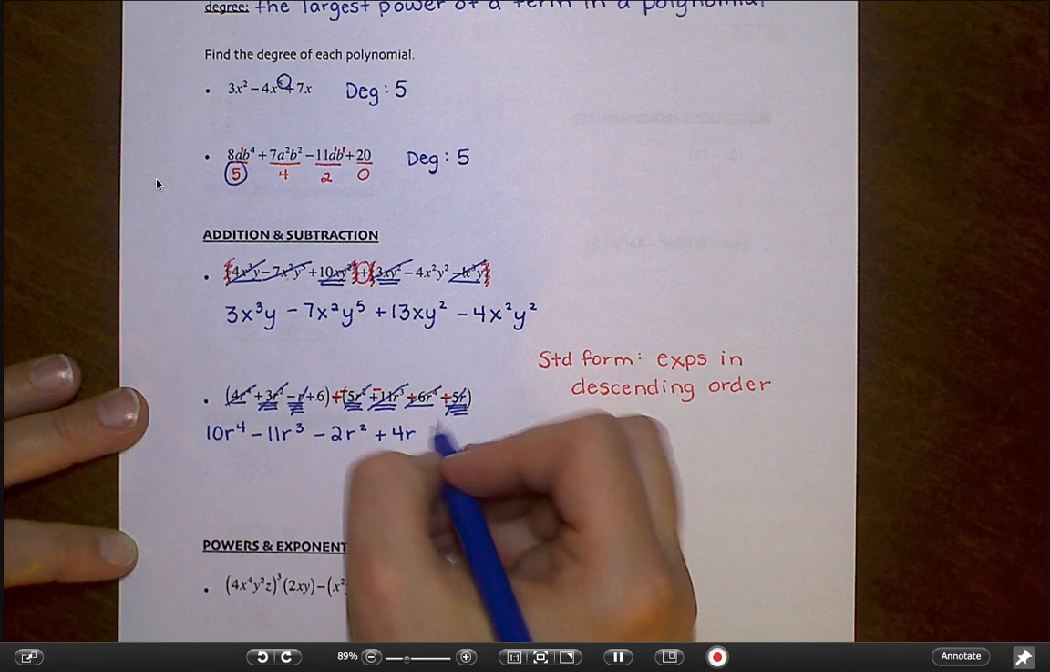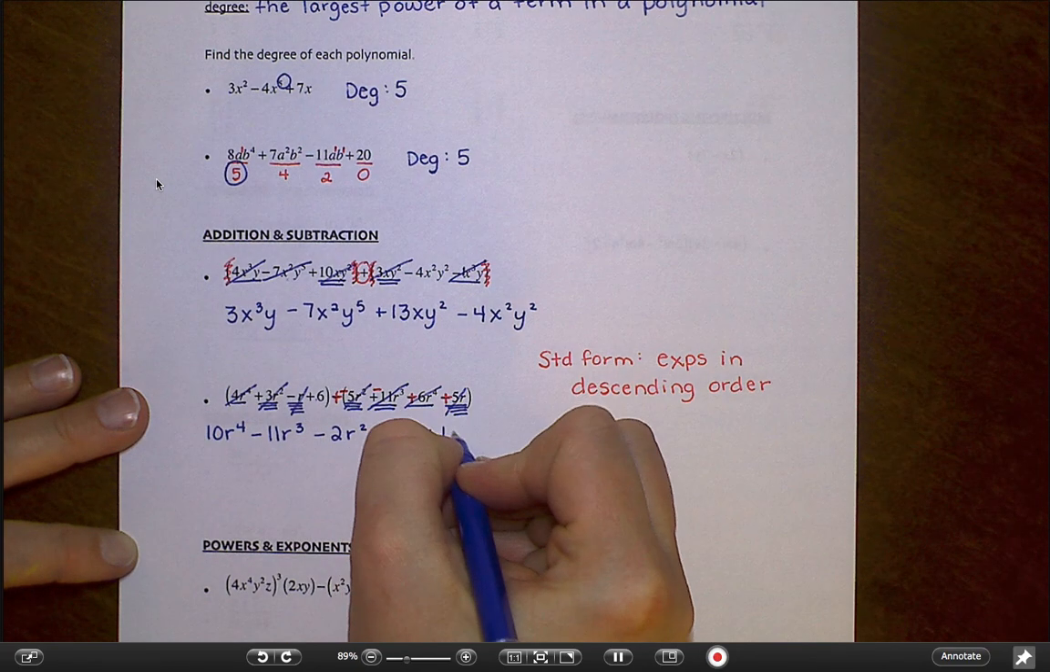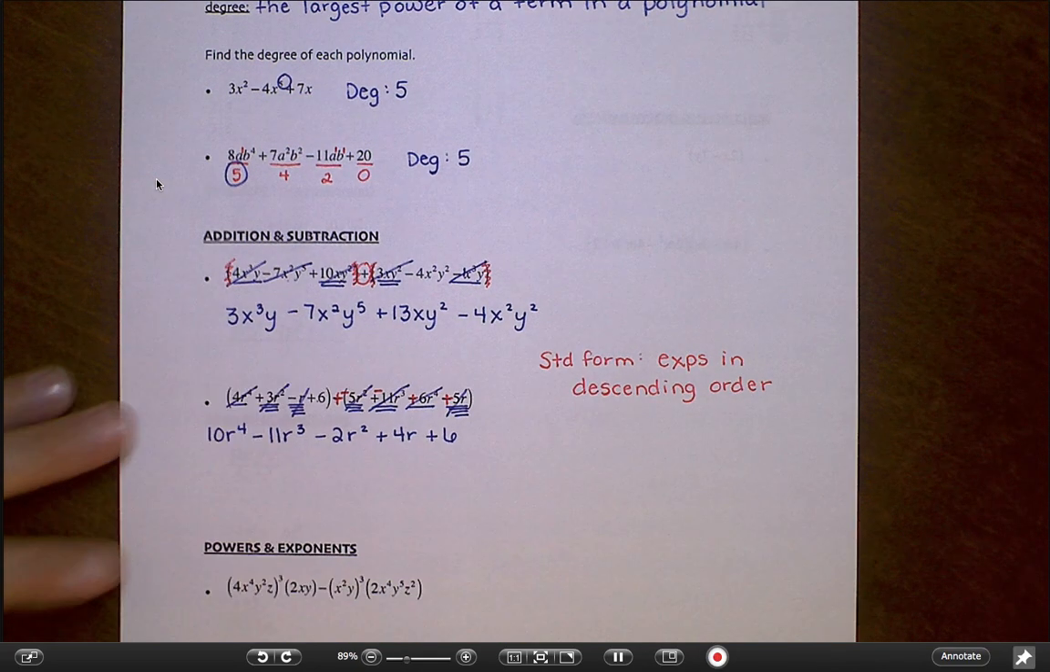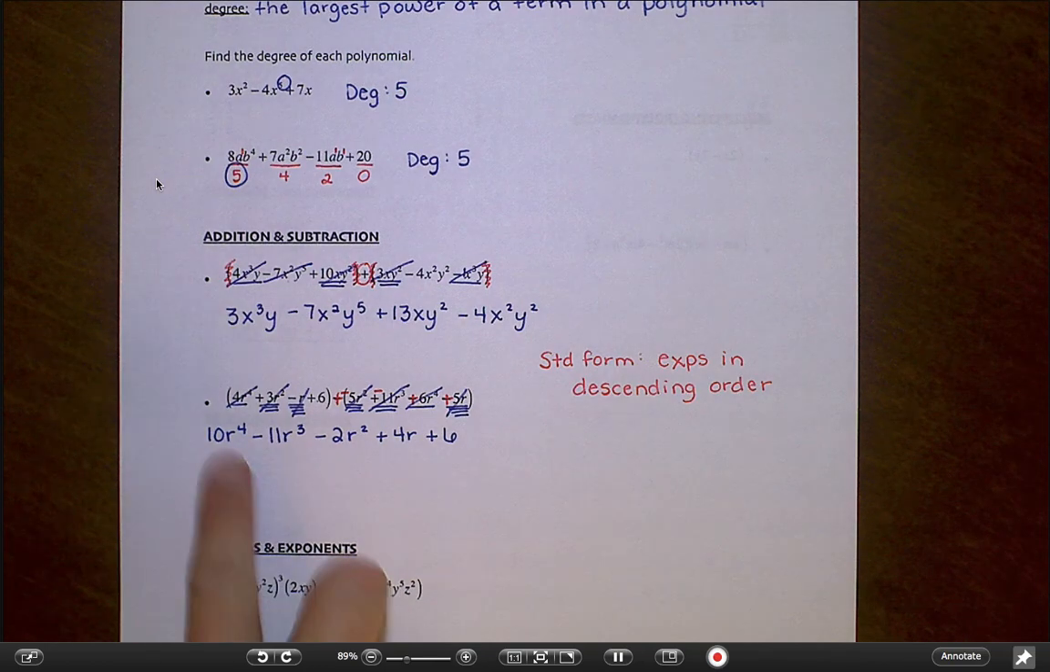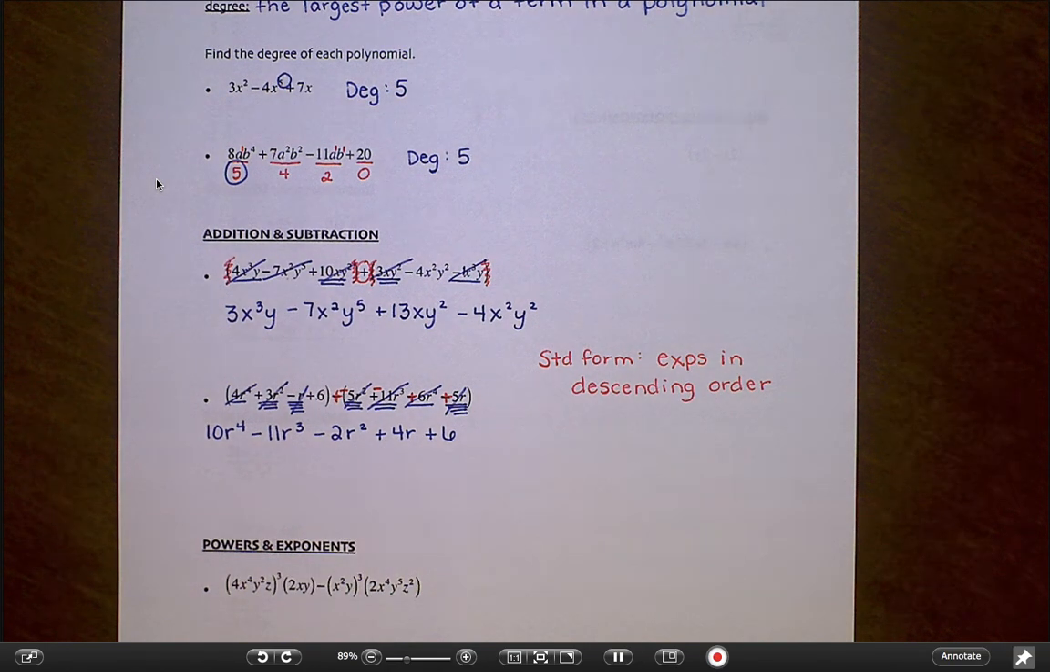And so then I think I have just a plus 6 left over here at the end. And that would be my final answer. That's as far as it can go. I can't combine anything else because those powers are not the same.